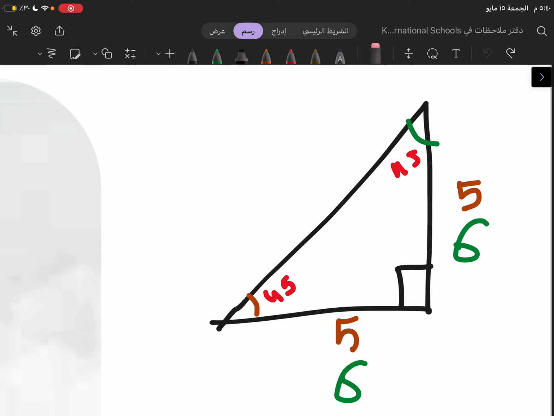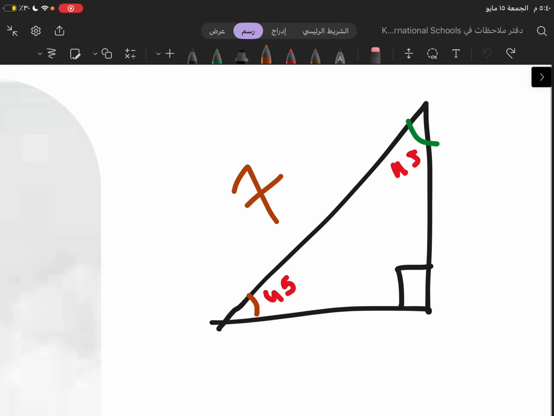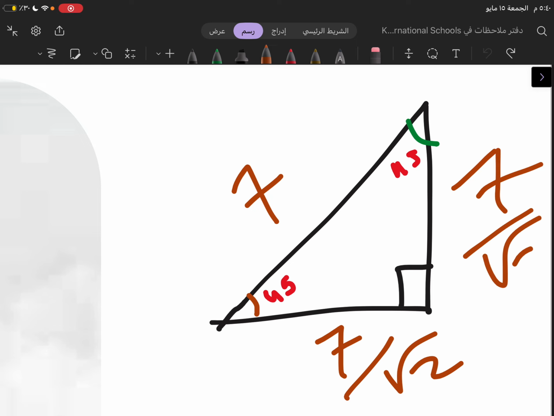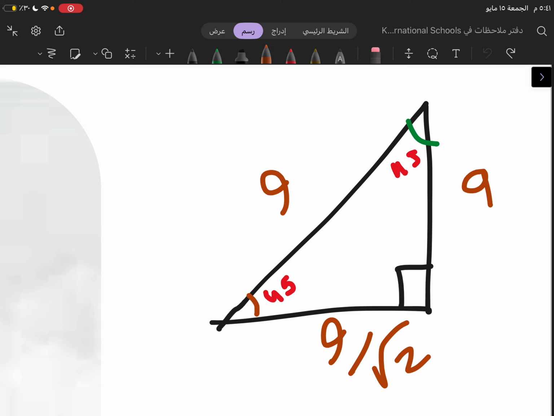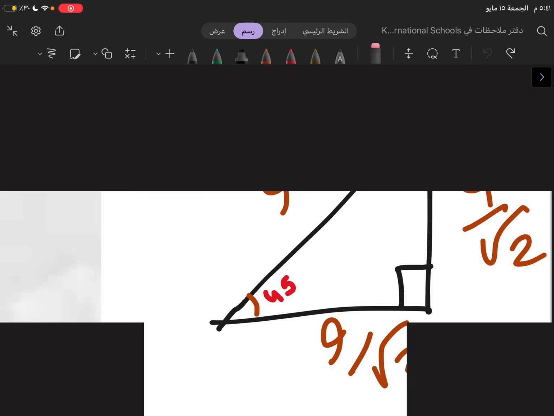Now the hardest part, if the longest is given, but you know what you have to do. If this is 7, so this is 7 over radical 2, and this is 7 over radical 2. Are we good? Do you understand the relationship? So if this is 3, so this is 3, so this is 3 radical 2. Now, if the tallest is given, if this is 9, so this is 9 over radical 2, 9 over radical 2. Easy, yes? I hope so.